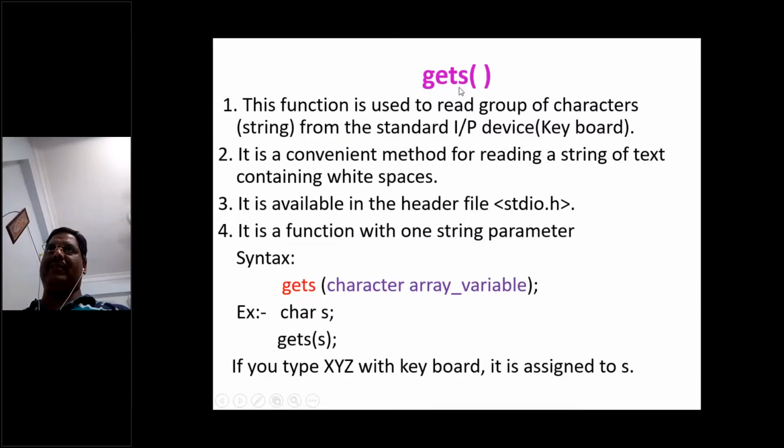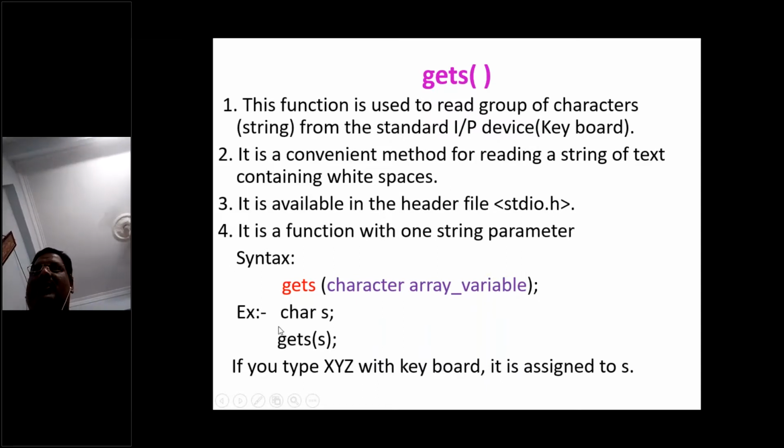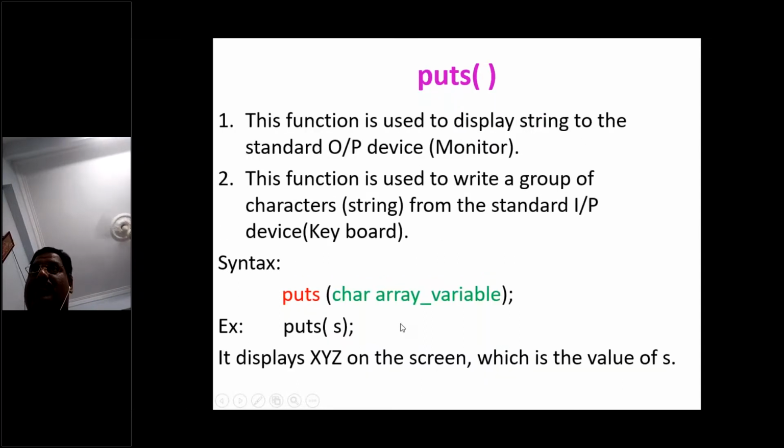Then gets, which can read a group of characters, a string. A string is nothing but a group of characters. gets is the function, and its syntax is used with a character array variable. It can read strings from your standard input device, which are passed from the keyboard. gets of s can even read a whole paragraph. Then puts is used to display the strings on the screen.